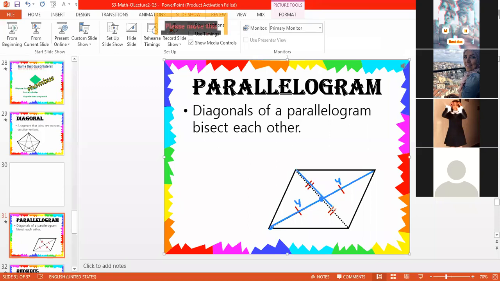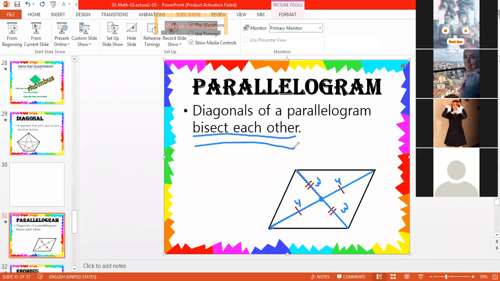Also, this point is the middle of the second diagonal. So suppose that this diagonal is 6, then this is 3 and this is 3. So it divides the line into 2 equal parts. Done. So that's what we say bisect each other.